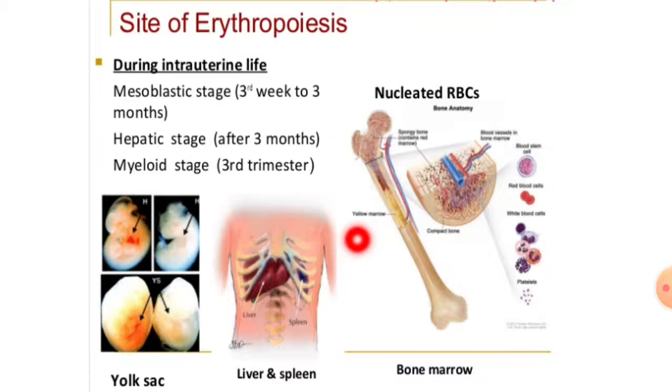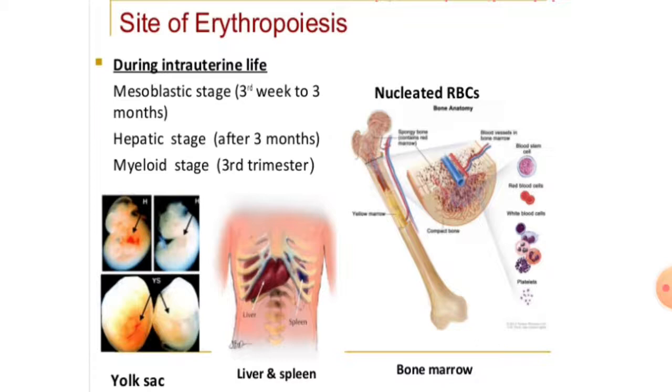Later on, when the bone marrow is replaced by fat, it stops the formation of red blood cells, and the formation is limited to the proximal ends of the humeri and the tibia.